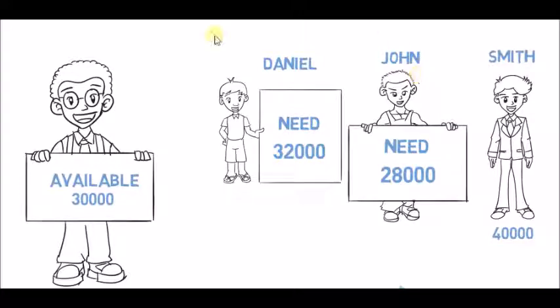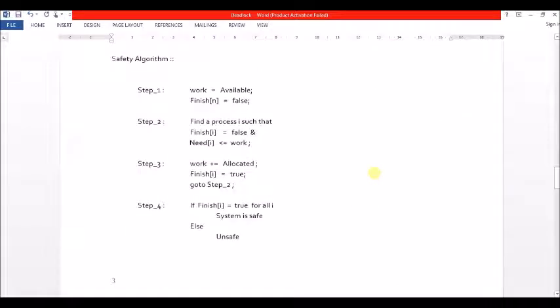So instead of customers we have processes, and each process is requesting some resources. Our job is to complete their requests in such a manner that we can complete the requests of all processes. Now let's see the actual steps of the safety algorithm.